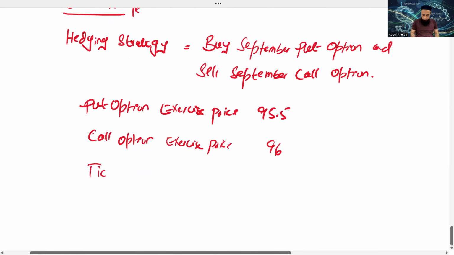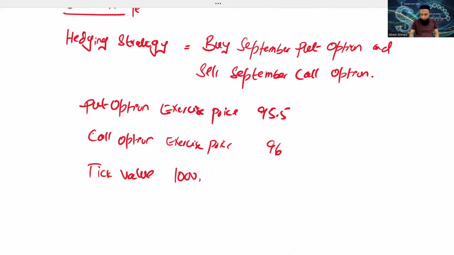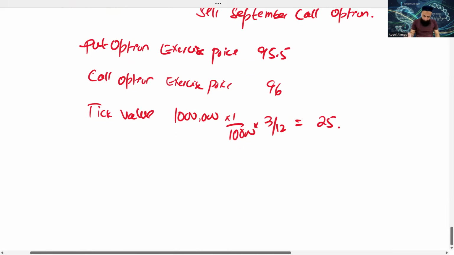I'm just calculating tick value. They've not given me that tick value. Tick value is 25. Okay. Now, first of all, student, we need to calculate future closeout price. Without future closeout price, we cannot solve the question any further. So let's calculate basis first.